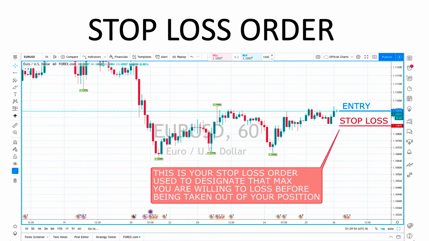Aside from the 3 order types that are used to enter and exit a trade, you may also use a stop loss order. A stop loss order is used to designate the max you are willing to lose before being taken out of your position. So here's an example of a stop loss order if you're entering a buy position.